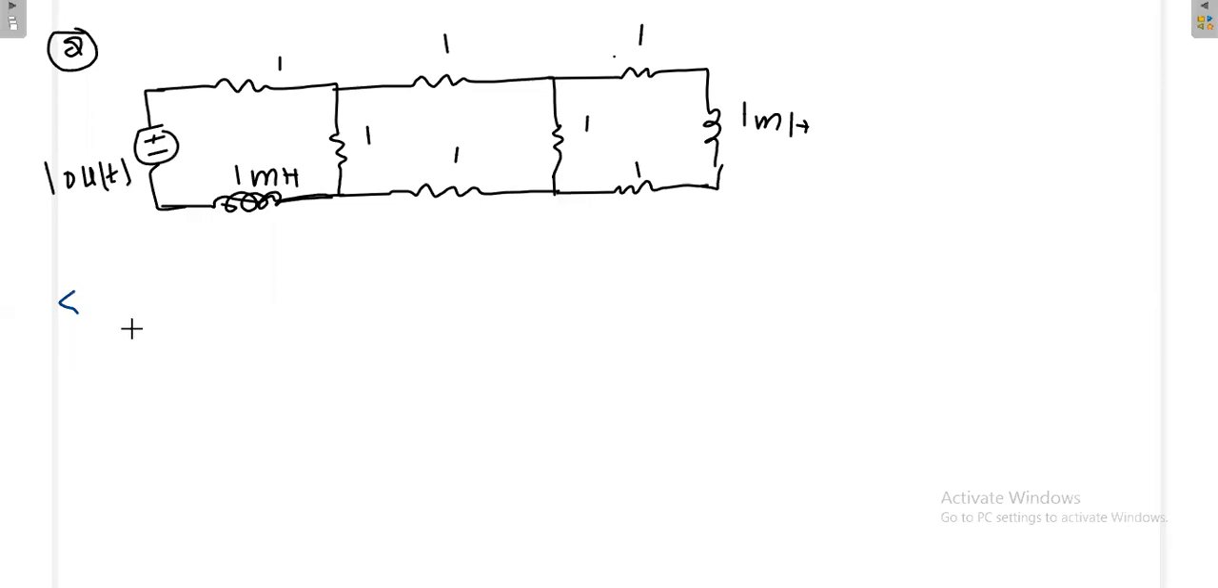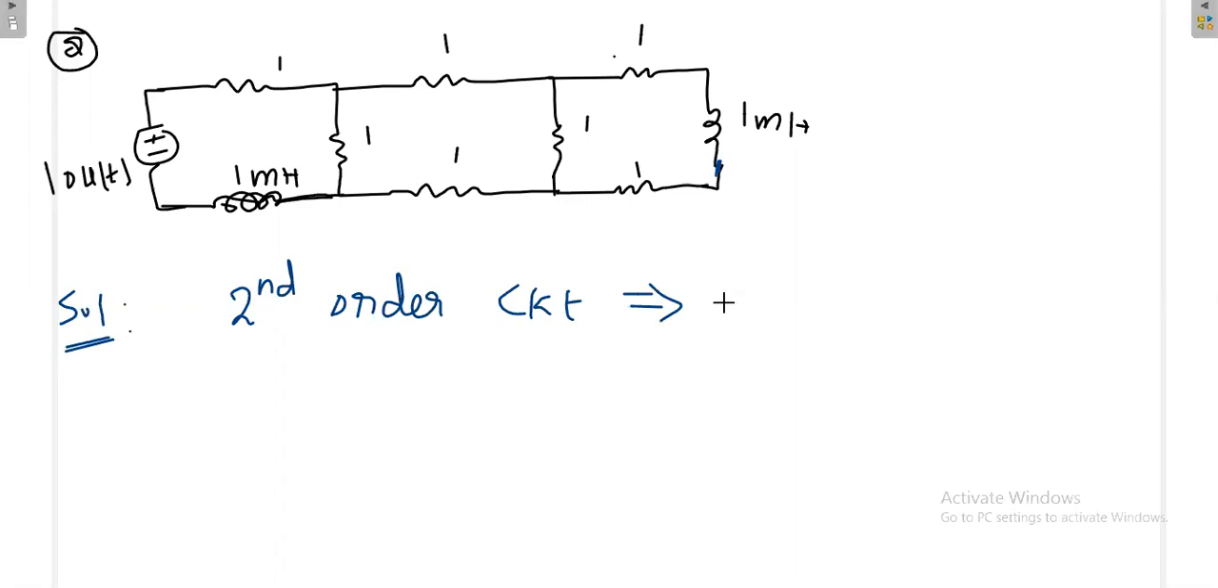Can somebody tell me, can we find out the time constant for this network with the ordinary procedure? Is it a first order circuit or second order circuit? Second order. Okay, so it is a second order circuit. If it is a second order circuit, you cannot find out the time constant easily. So we have to write the differential equation, then take the Laplace transform. After that we'll get the time constant of the circuit. The solution of the roots of the equation will be the time constant of the circuit.